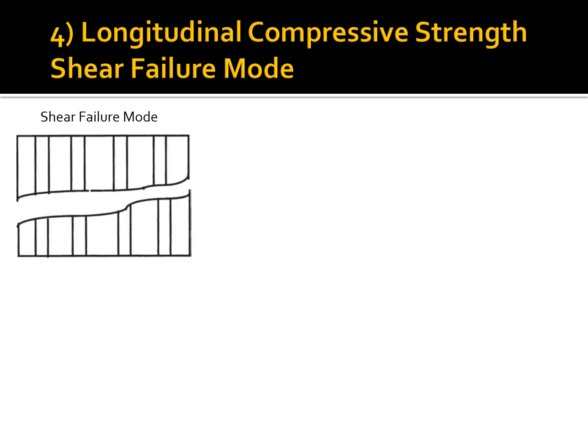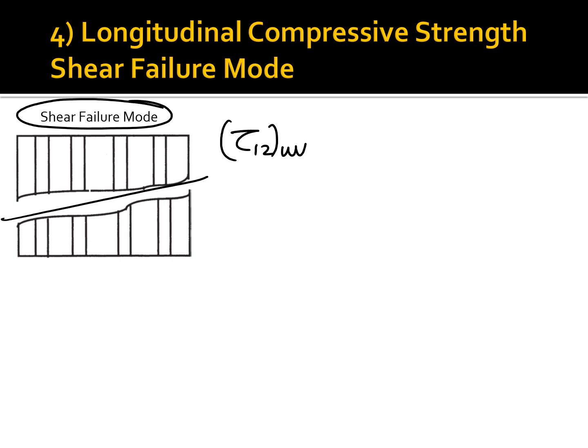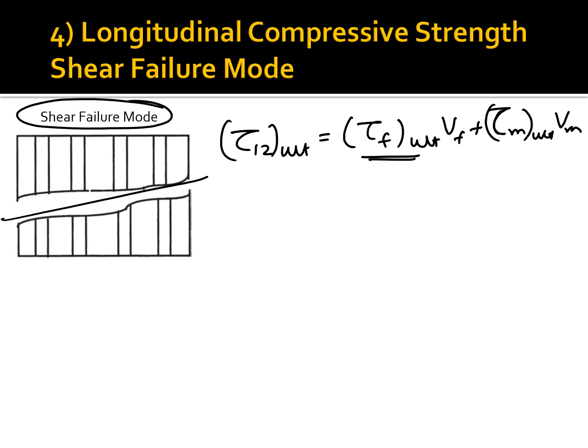So let's look at the fourth shear failure mode to calculate the longitudinal compressive strength. What this is based on is that the composite might fail due to direct shear failure of the fibers. And in this case, we want to find out what the ultimate shear strength of the lamina is, which will give us this. It is based on the ultimate shear strength of the fiber and the ultimate shear strength of the matrix. So what does this have to do with the ultimate compressive strength?